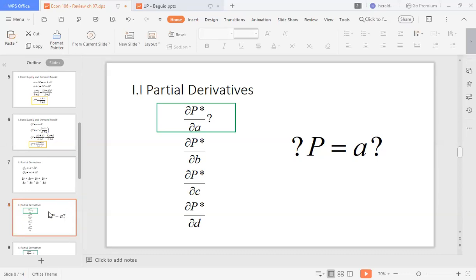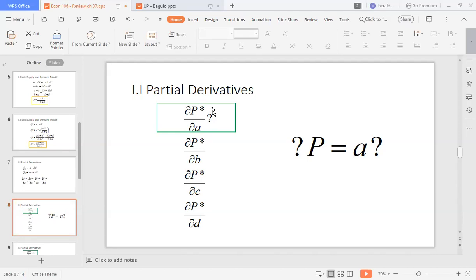So as you can see here, we're starting first with what will happen when we allow a change and how it will affect equilibrium price. You can also do the same later on for equilibrium quantity. Okay, so for now, equilibrium price muna. Okay, so in this case, class, what is the partial derivative? So the question mark here is, would that yield a negative sign or a positive sign?